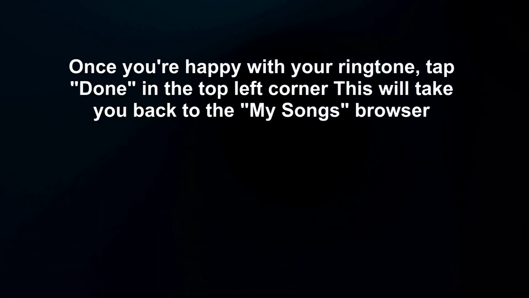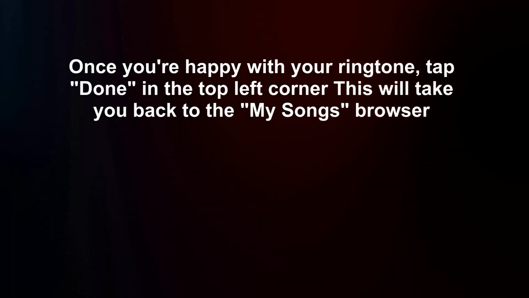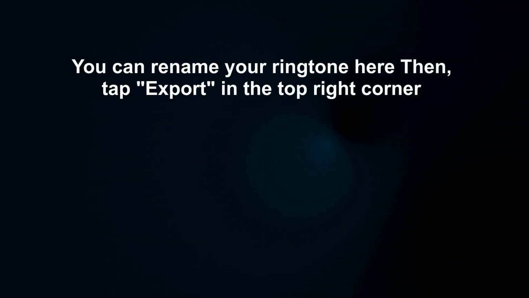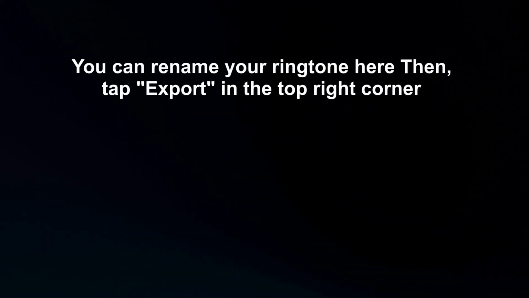Once you're happy with your ringtone, tap Done in the top left corner. This will take you back to the My Songs browser. Long press on your project until a menu pops up, then select Share. In the Share sheet, tap on Ringtone. You can rename your ringtone here, then tap Export in the top right corner.